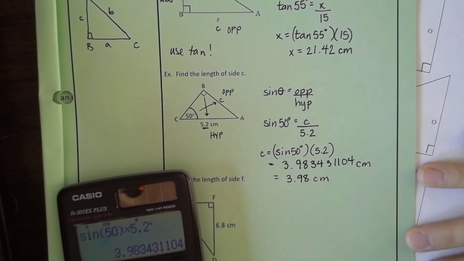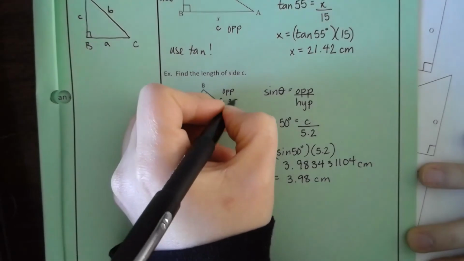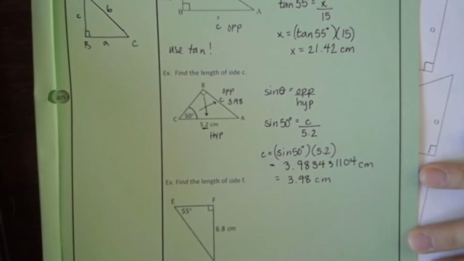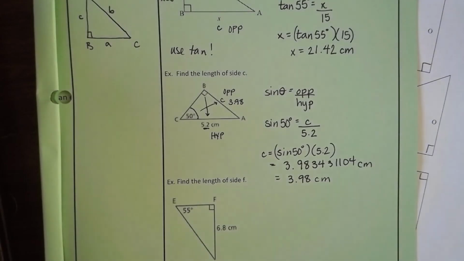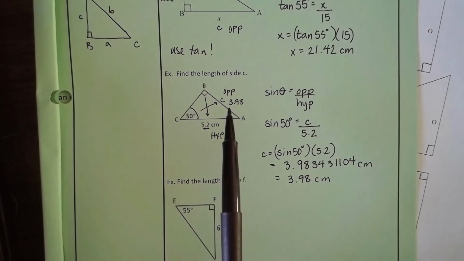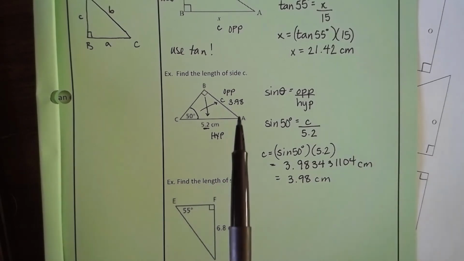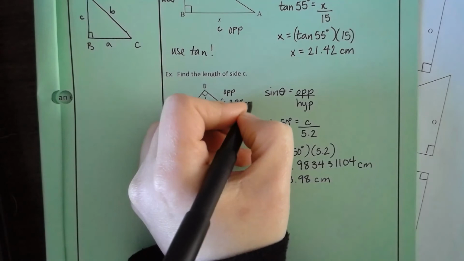3.98 is perfect. The other thing I want you to think about is how reasonable that answer is. Okay, it got a little blurry here. Let's try to fix that up. There we go. Remember that the hypotenuse is always the longest length of any right angle triangle. So if the hypotenuse is 5.2 and the opposite here is 3.98, that's a really reasonable answer, right? This is about 4, just less than 5. That's really reasonable. We probably should have some units.